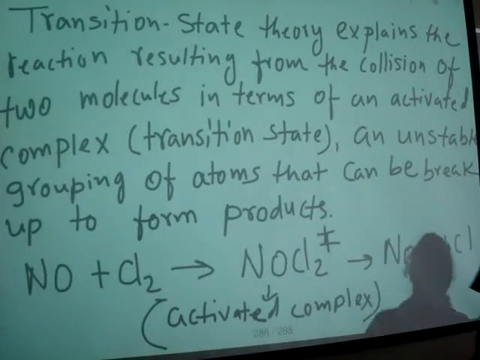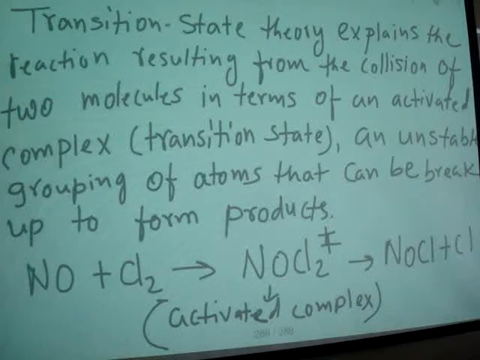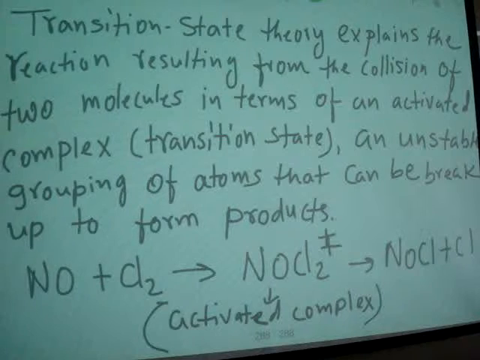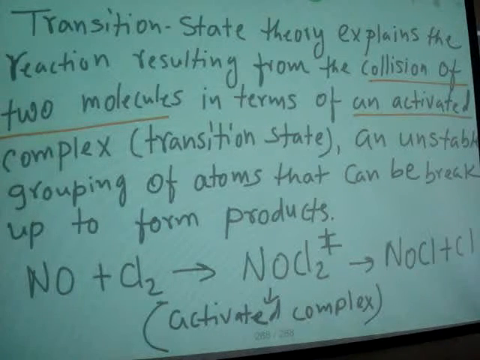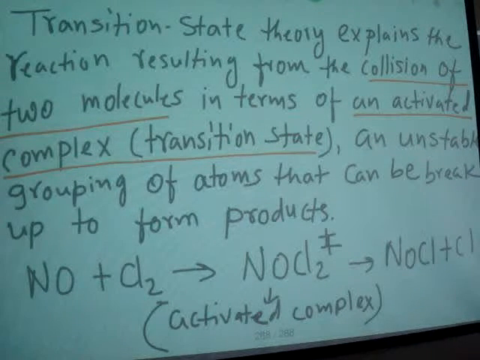So transition state theory explains that the reaction that results from collision of two molecules in terms of an activated complex. It's a transition state, an unstable group of atoms that can break up to form products.